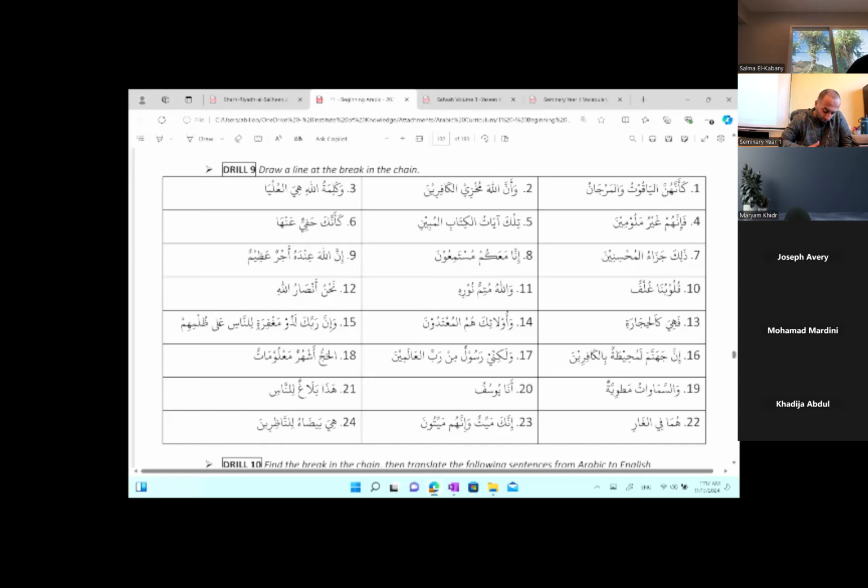والسماوات مطوية. Where's the break in chain, obviously? Yeah, after samawat, right? The word مطوية means for something to be folded. The verb in Arabic is طوى يطوي, means to fold or to wrap. So وَالسَّمَاوَاتُ مَطْوِيَّاتٌ. Allah is speaking about the day of resurrection, what will happen to the skies. So he says the skies will be folded up.